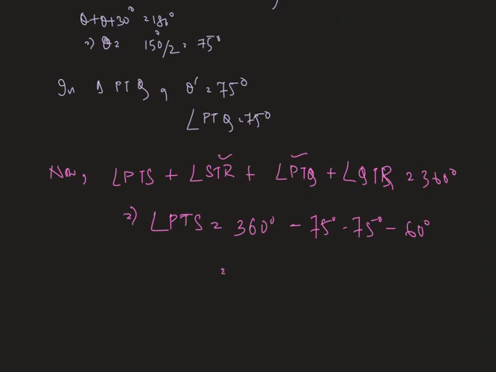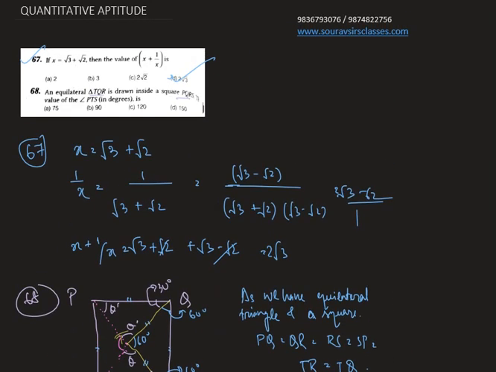Hence we get 360 degrees minus 210 degrees, which results in 150 degrees. Therefore our required answer is the option D.